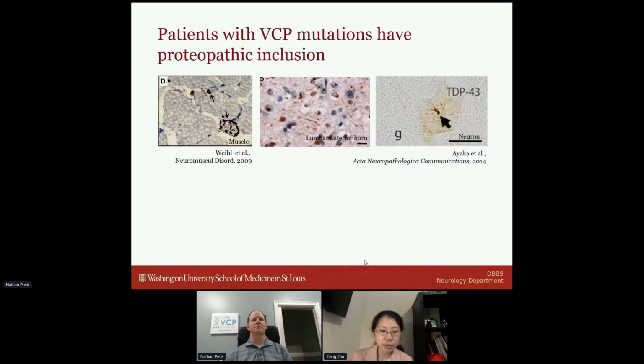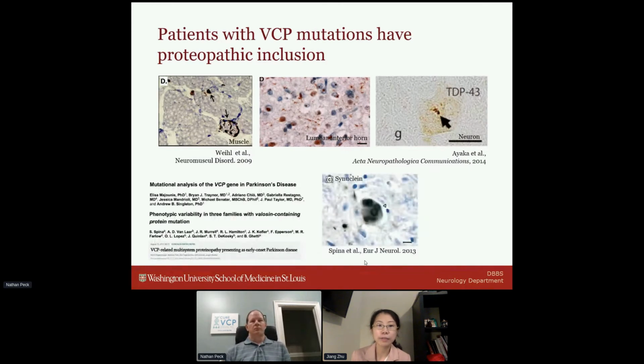VCP is very diverse in the tissue, even if you look into the brain. It was first identified with TDP43 inclusions, either in the cortex or the spinal cord, but next. But right now, we have more evidence that VCP can cause other diseases like Parkinson's. So it has Lewy body inclusions with alpha-synuclein, but not TDP43. So it is not TDP43 dependent. And more recently, next.